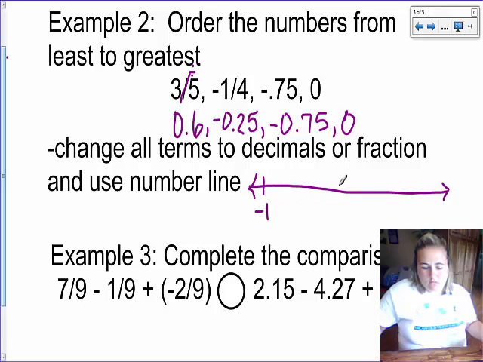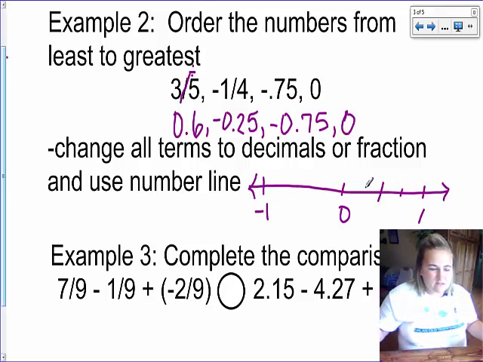negative 1 and positive 1. So this is about the halfway mark, and let's mark the halfway point, 1/4 of the way, and 3/4 of the way, just to help us plot these. So I have 0.6, which is close to 0.5. It's a little more than 0.5, so we're going to go a little bit farther than the halfway marker that we made, and that one is 0.6.